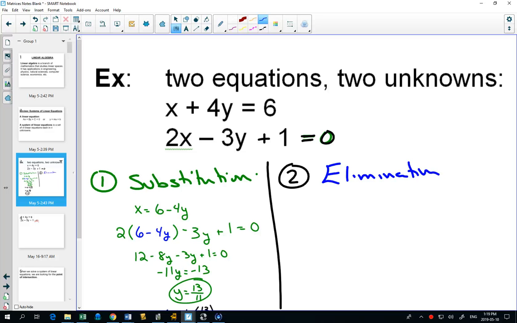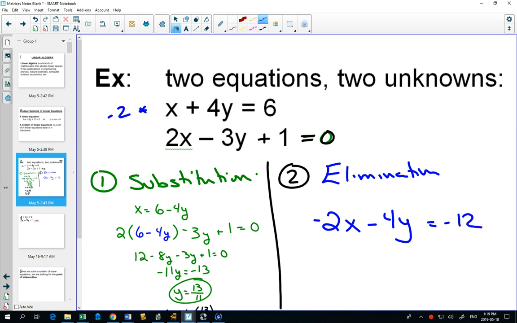So what I would do to equation number 1 here is I would multiply equation number 1 by negative 2. Equation number 1 would then become negative 2x minus 4y. I'd have a minus 12 on that side. I'll just keep it there. Equals minus 12. Why not?